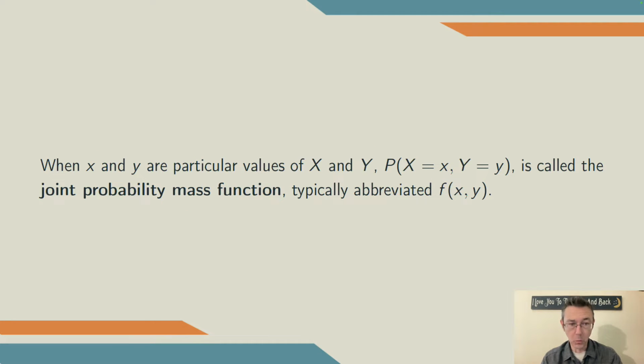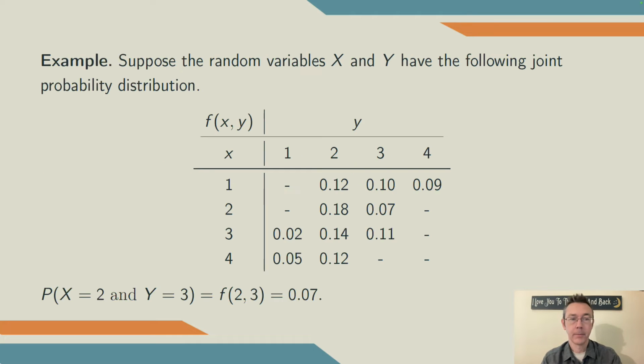When little x and little y are particular values of those random variables, the probability that X is equal to little x and Y is equal to little y is called the joint probability mass function, and we typically abbreviate that f(x, y).